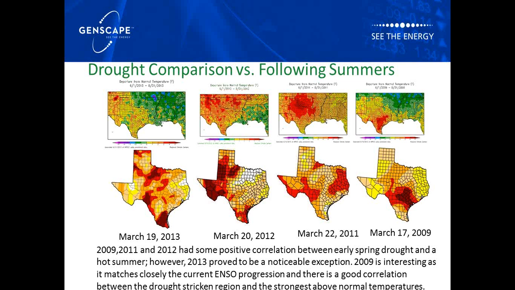As you can see, in 2009, the southeast portion of Texas is in extreme drought, and during the summer of 2009, you saw the warmest temperature anomalies in the same area. 2009 is also interesting, as that was a weak El Nino summer, similar to what we're expecting this year, and there's a good correlation between the drought-stricken area and the strongest above normal temperatures.